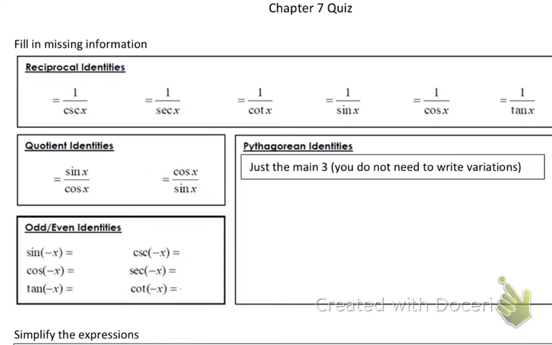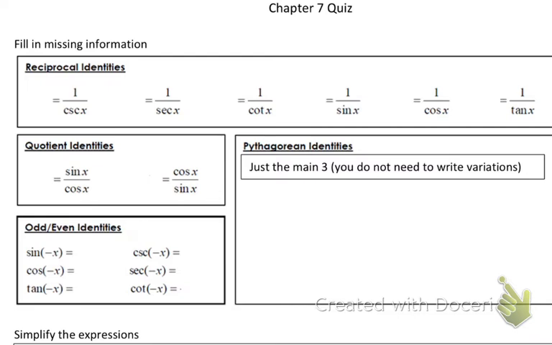Just the sine squared plus cosine squared equals 1, the 1 plus tangent squared equals secant squared, and the 1 plus cotangent squared equals cosecant squared. If you get this stuff wrong, it just means you're not studying the stuff. That's all it means. You can't go, I'm bad at math, that's why I can't memorize basic things.